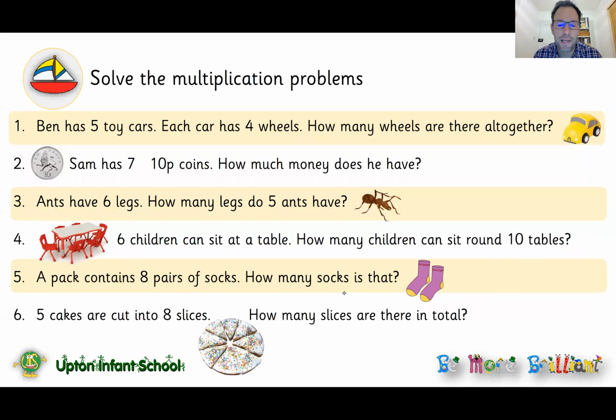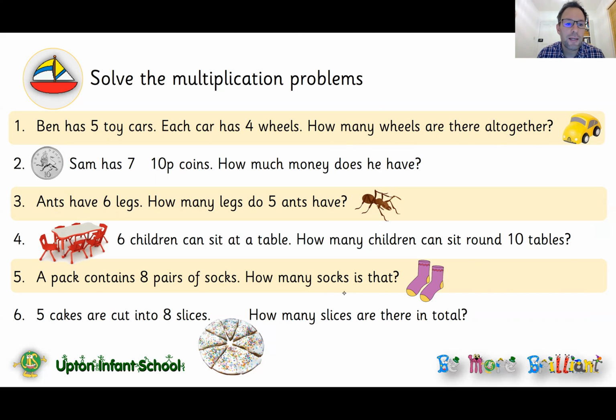Some of you might like to do this activity, solving these multiplication problems. So we have got 6 problems. Number 1, Ben has 5 toy cars. Each car has 4 wheels. How many wheels are there altogether? You can use whichever way you want to solve this. Perhaps you will use the number line. Perhaps you will draw an array. Perhaps you will be able to count in fives. Whatever you do, write out your number sentence and the answer as well.